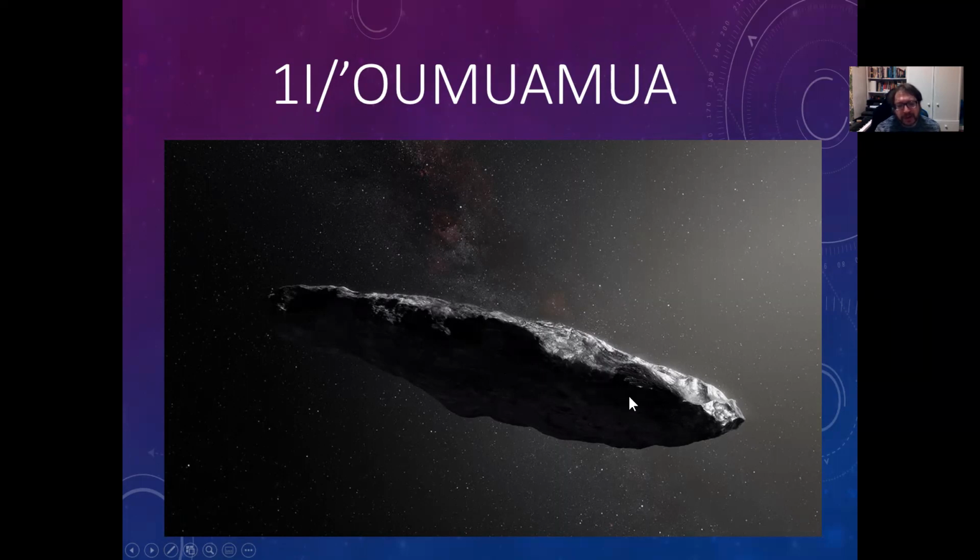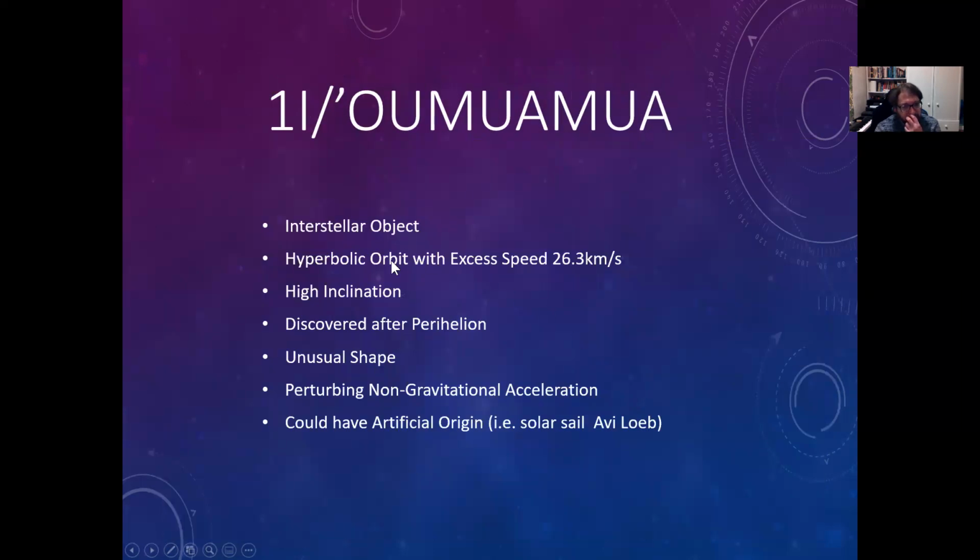Let's see what an interstellar object is exactly. It has a hyperbolic excess speed of 26.3 kilometers per second. So in other words, it arrived at the sun with a speed of 26.3 kilometers per second, and it will escape from the sun at the same speed in the direction of Pegasus.